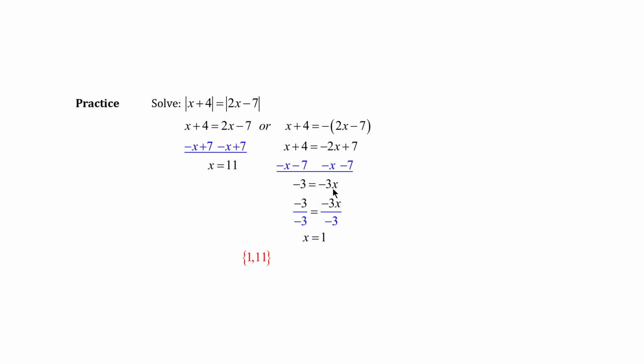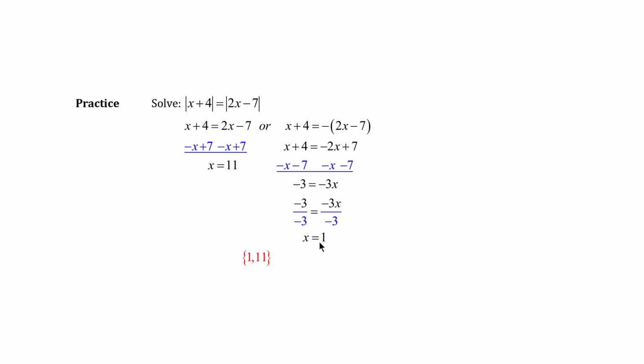Next step is getting rid of the negative 3 in front of the x. So we just divide both sides of the equation by negative 3. We get negative 3 divided by negative 3 equals negative 3x divided by negative 3. Simplifying the left-hand side, negative 3 divided by negative 3 is 1. And on the right-hand side, negative 3x divided by negative 3 is positive x. So the result is 1 equals x. Or you could write it as x equals 1.